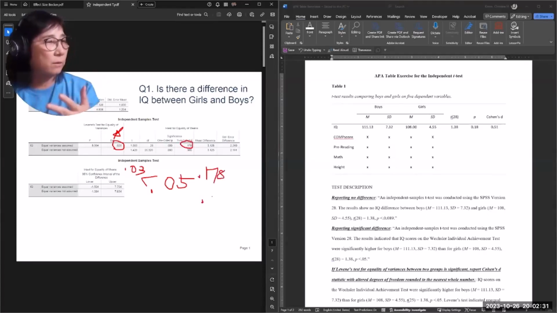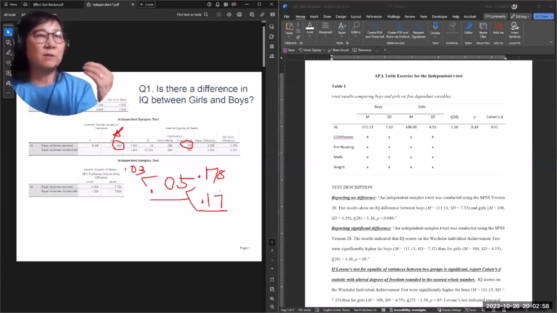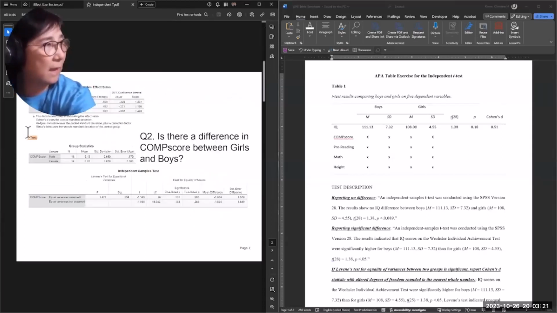If I round it up, it's 0.18. Is it bigger than 0.05 or smaller than 0.05? This is much bigger than 0.05. So that means we cannot reject the null hypothesis, which means there is no difference between the 2 groups, girls and boys. If I wanted to say there is a significant difference, then this number has to be smaller than this one. So that is the end of the first t-test right there.